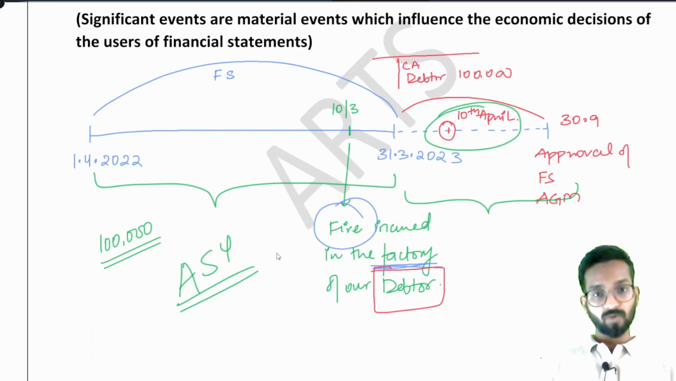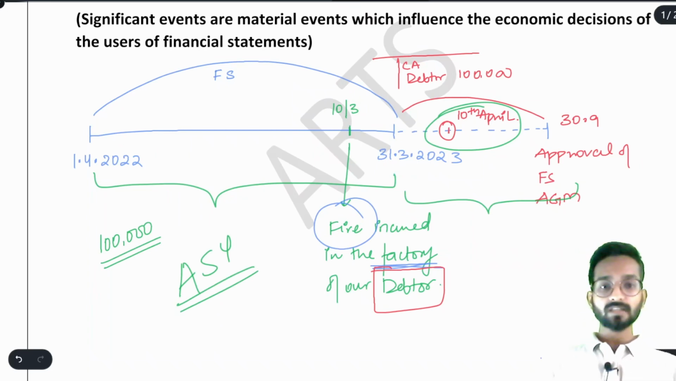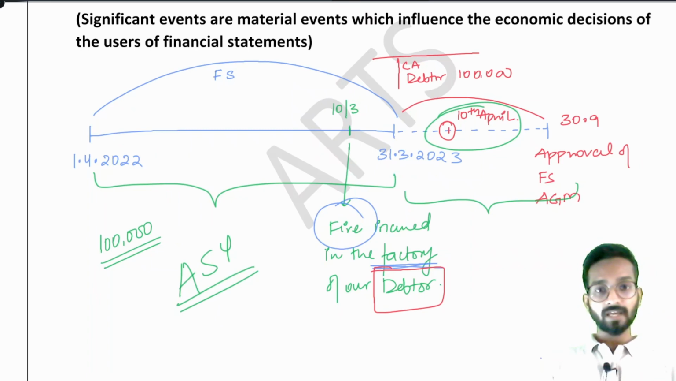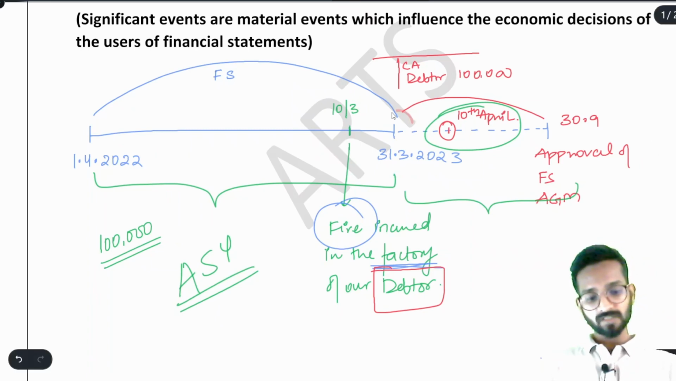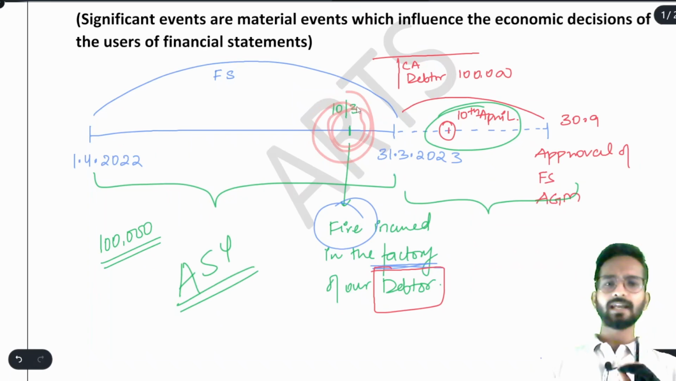Understood? Now what is AS4 saying? AS4 is saying contingencies and events happening after the balance sheet date. See, contingencies and events, what does it mean? Contingencies means what are the situations or what are the conditions we already have, what are the situations before the year end. Our year end is 31st March. This was the condition, this was the situation, or you can say this was the cloud. We already had some knowledge, okay.